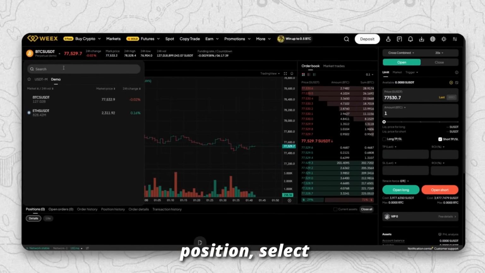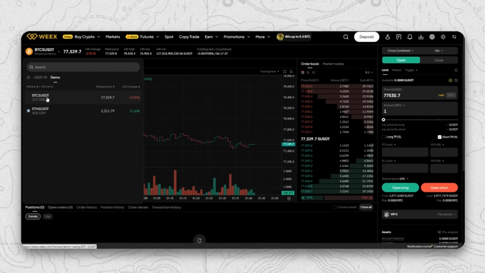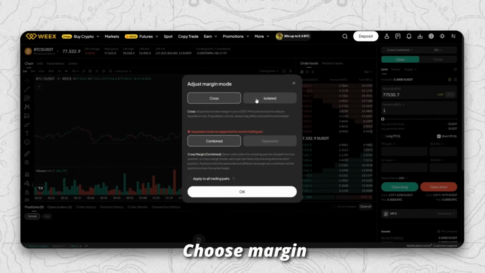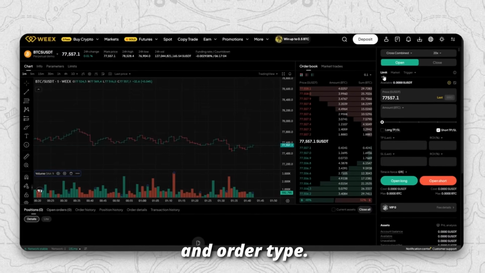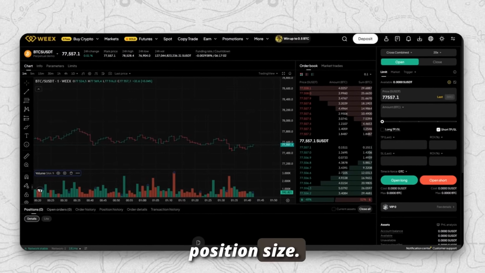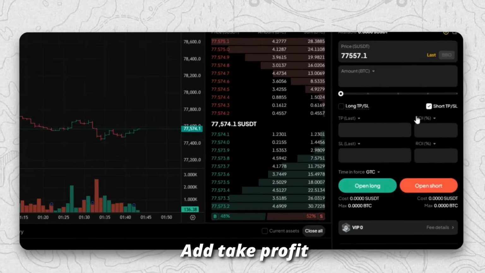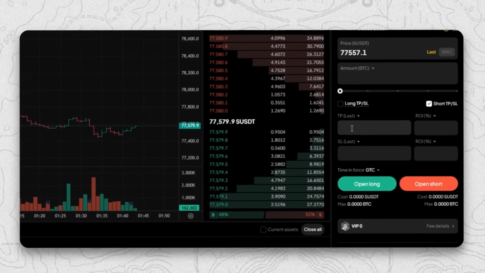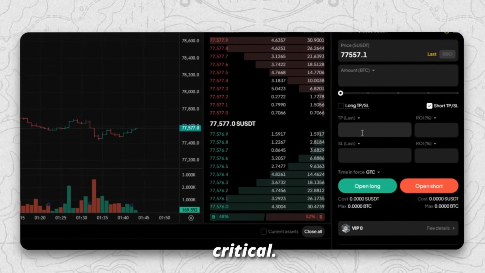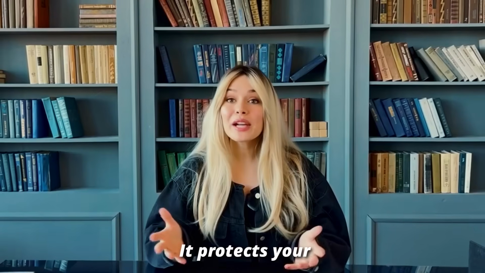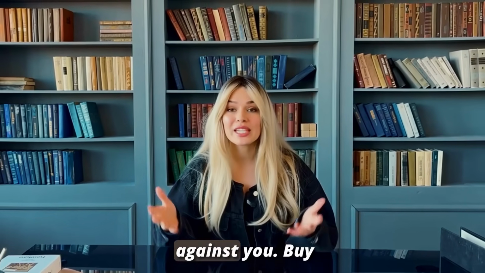To open a position, select your pair, for example, BTC USDT. Choose margin mode, leverage, and order type. Enter your position size. Now, set risk management. Add take profit and stop loss. Stop loss is critical. Never trade without it. It protects your capital if the market moves against you.